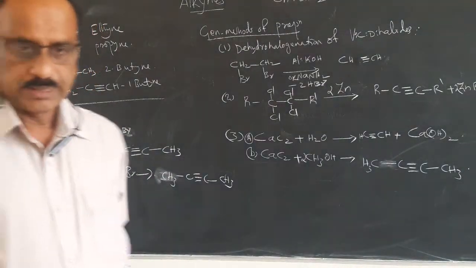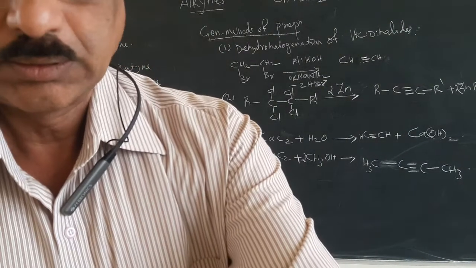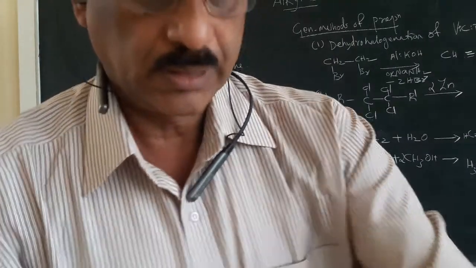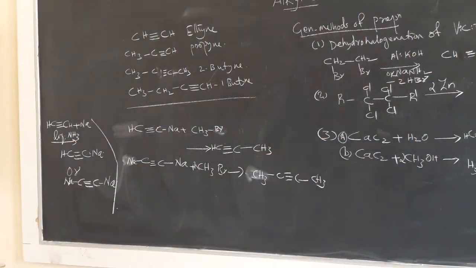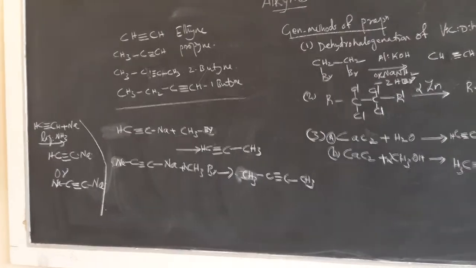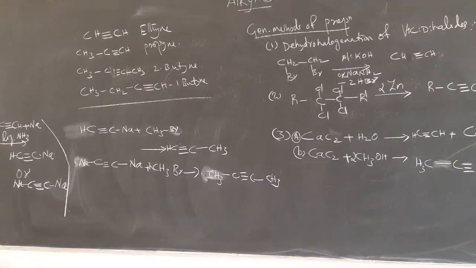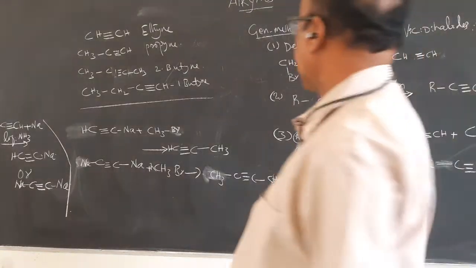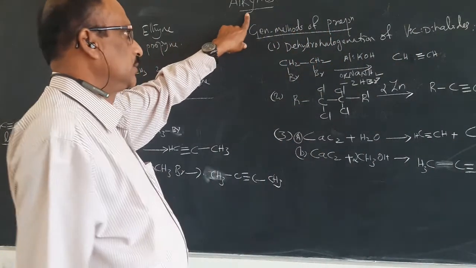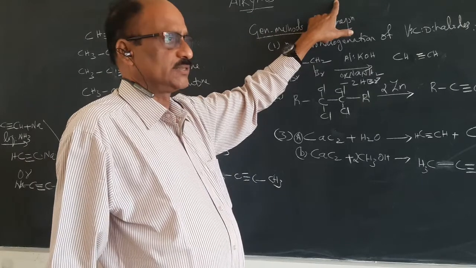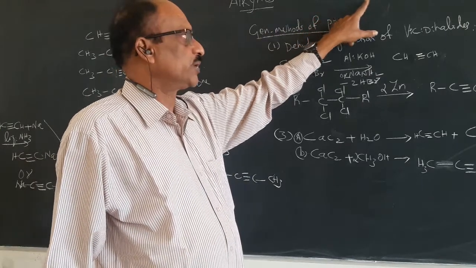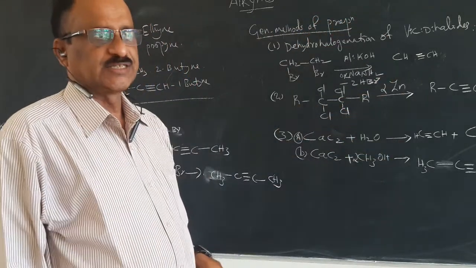We are again continuing the hydrocarbons, and today we are going to take the alkynes. The general formula is CnH2n minus 2, where n is a number.